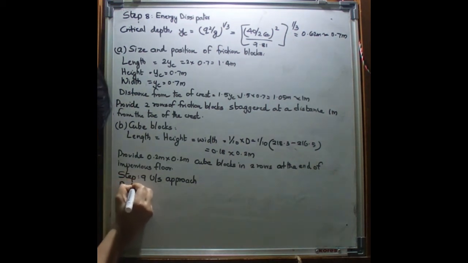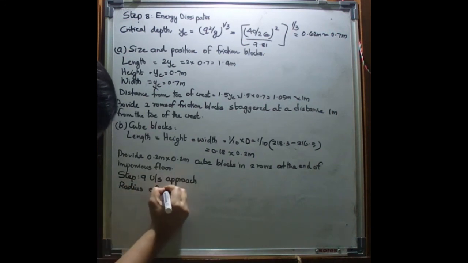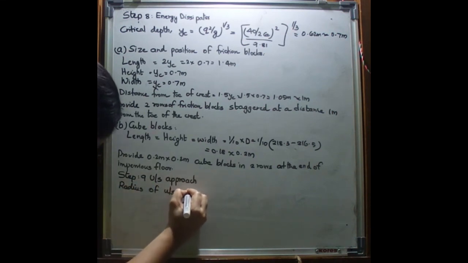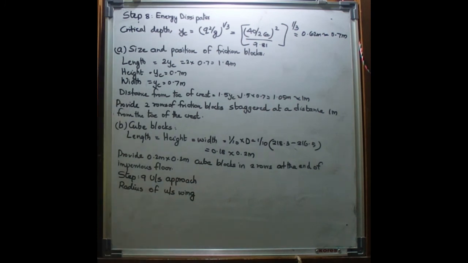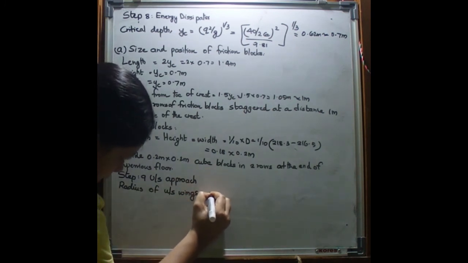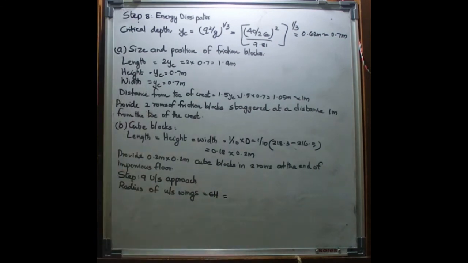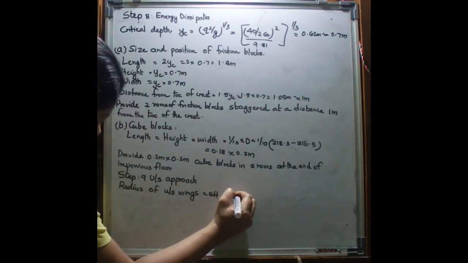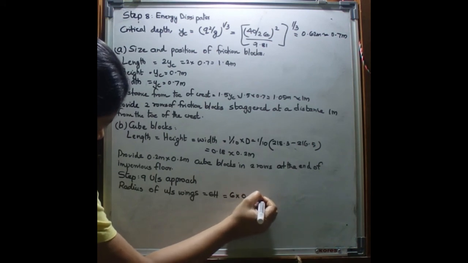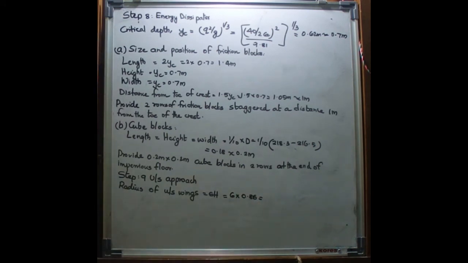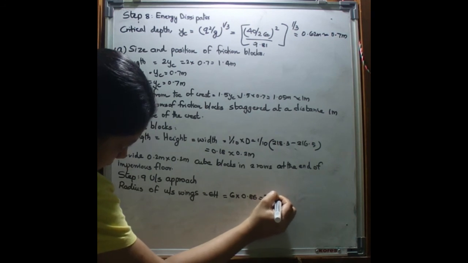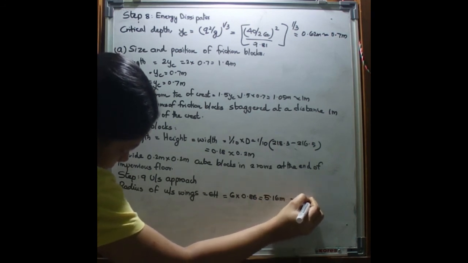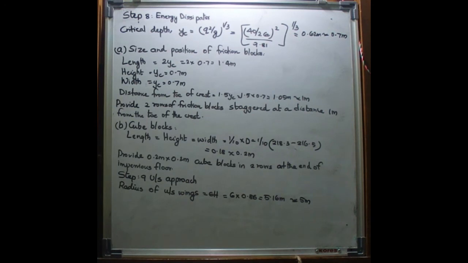Radius of upstream wings is equal to 6 times h, that is 6 into 0.86, 5.16 meter. We are providing 5 meter.